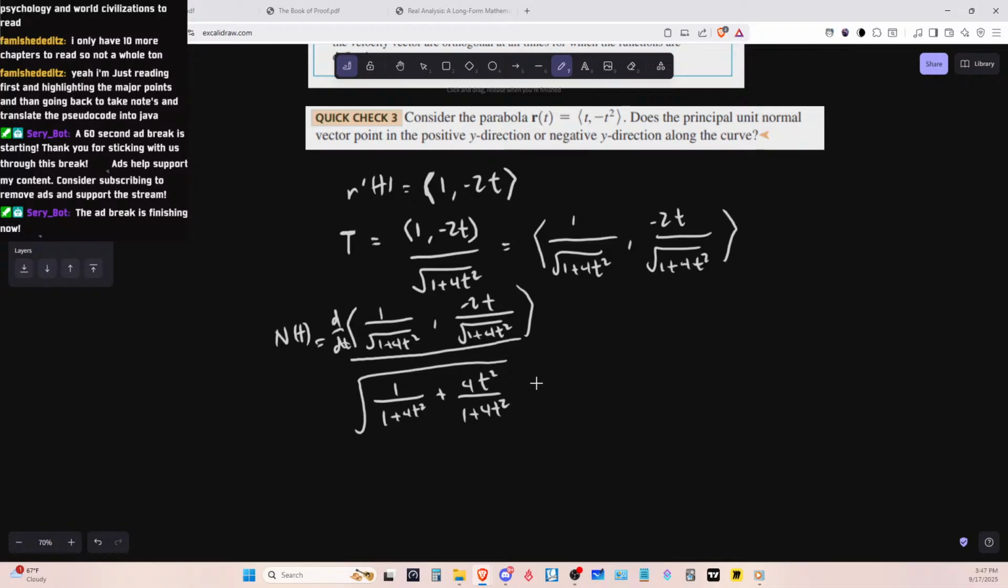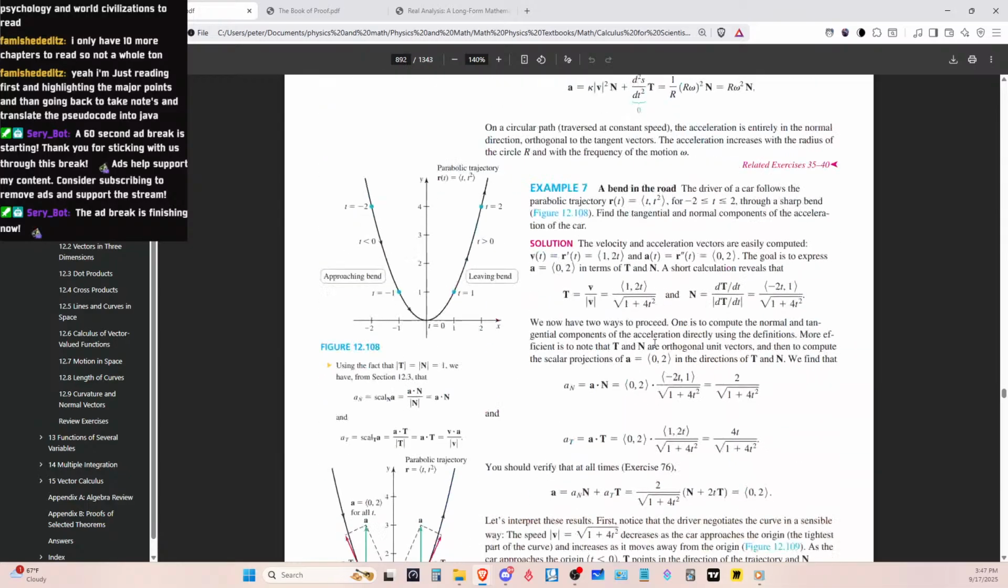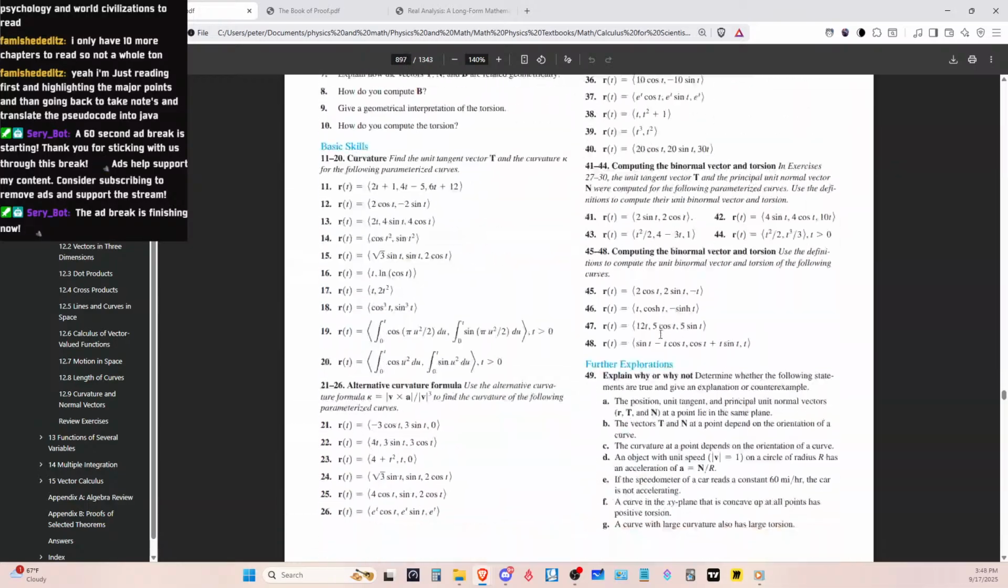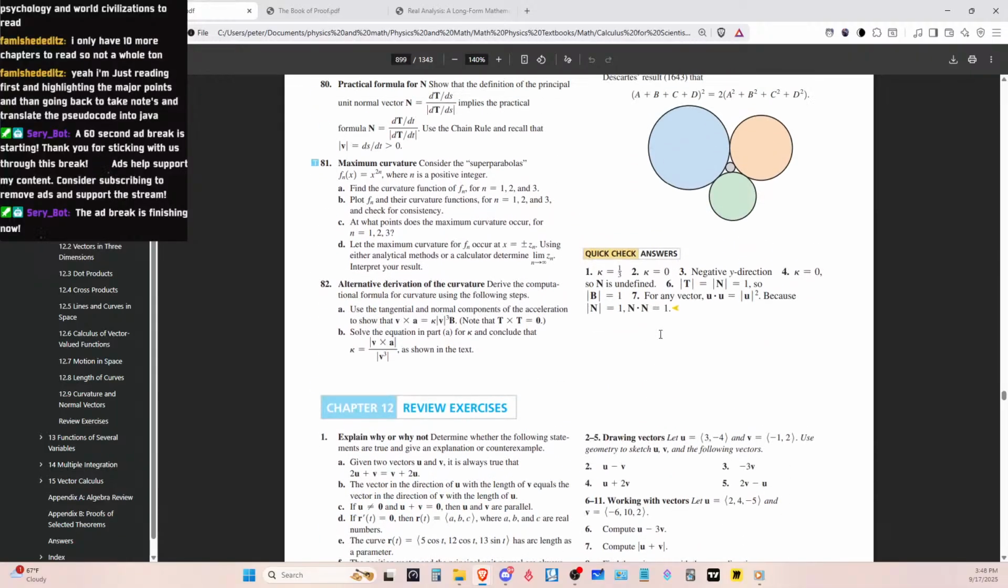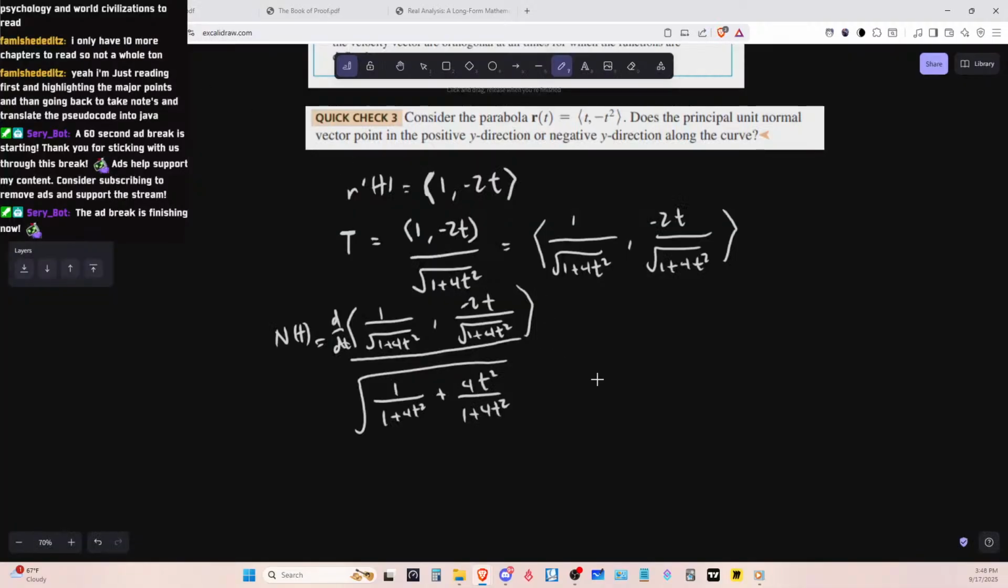let's see. I mean, yeah, given the way this looks, this is like negative y here. Okay. I guess that's the reason why, because this one.